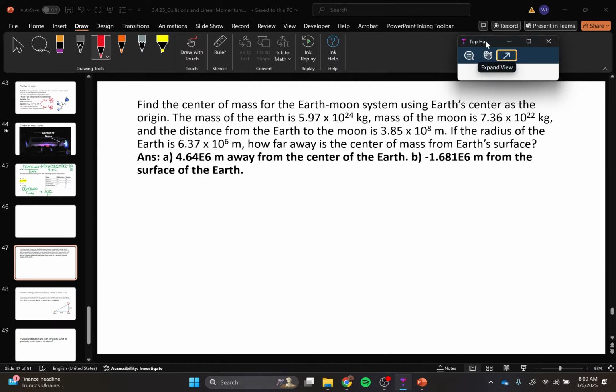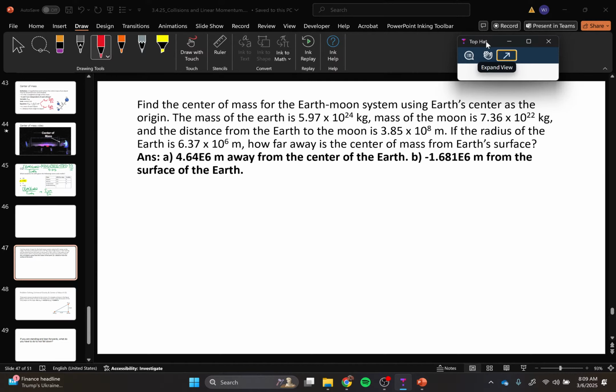If the radius of the Earth is 6.37 times 10 to the 6 meters, how far away is the center of mass from Earth's surface? Again, it's like, oh my gosh, so much information. Draw a picture. Draw both objects. Draw where your origin is. The origin is where we're measuring distance from. You get to choose the origin. We're going to pick a spot that's really convenient for us, though. So pick where you think it's convenient to pick the origin. So anyway, draw the Earth, draw the Moon, pick the origin, draw numbers on the thing. This is going to help us out.